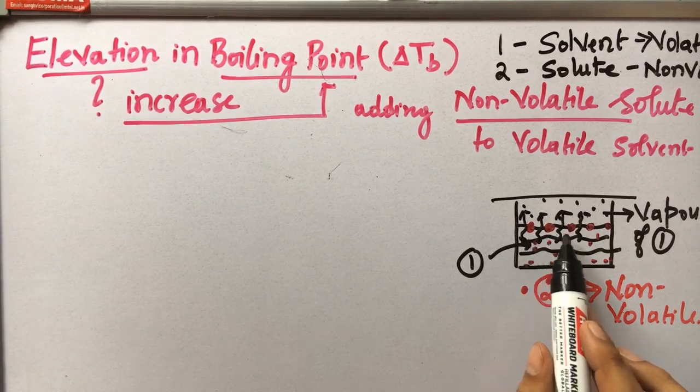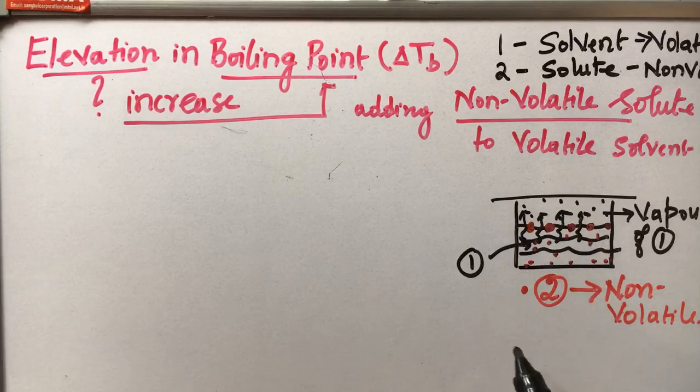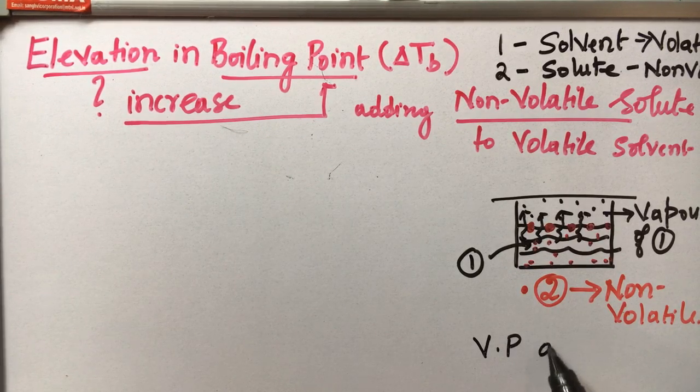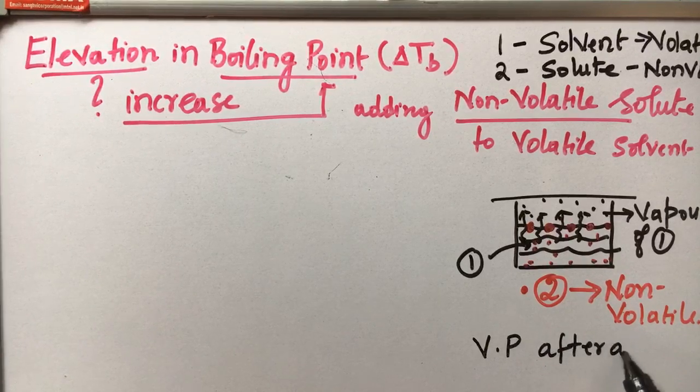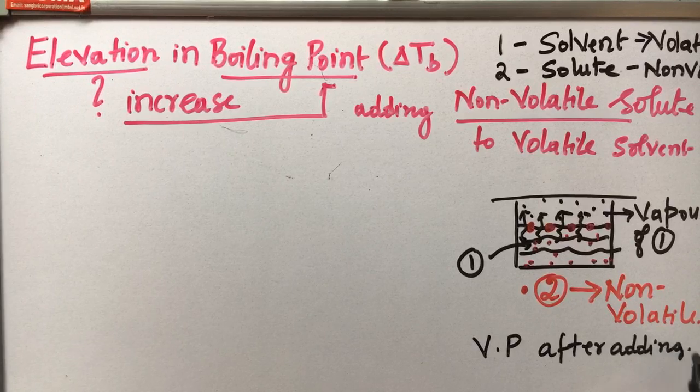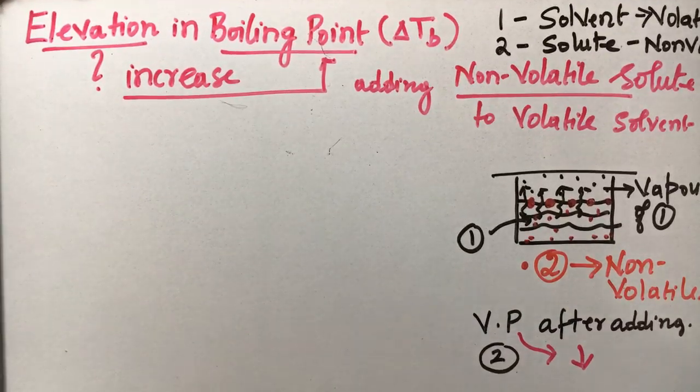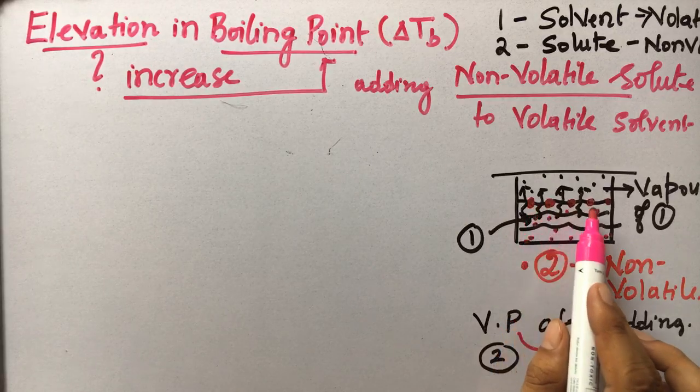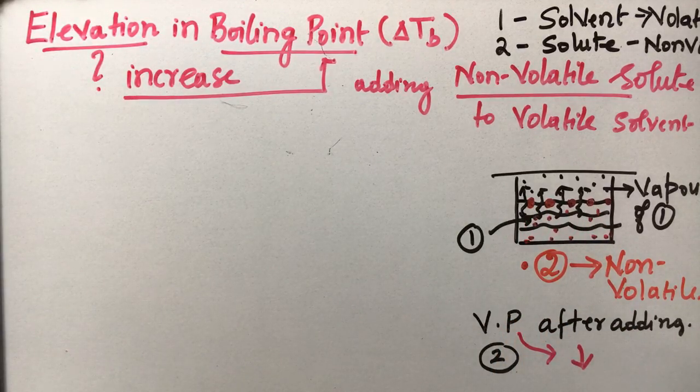Eventually, because of the blocking of the surface of the liquid molecules, what will happen to the vapor pressure upon adding non-volatile electrolyte, component 2? Will it increase or decrease? It has to decrease. Vapor pressure decreases. Why does it decrease? Because the solute molecules cover the surface of the liquid. Where it has been covered, it is not allowing evaporation. It blocks the surface of the liquid.